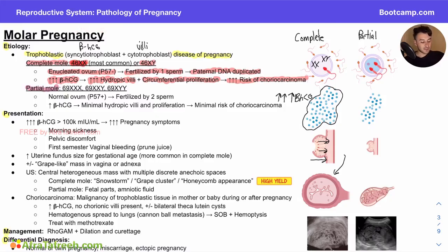Now let's compare this to our partial moles, which is going to be a different scenario that is a little bit similar, but also a little bit different. So let's go over it in our diagram.